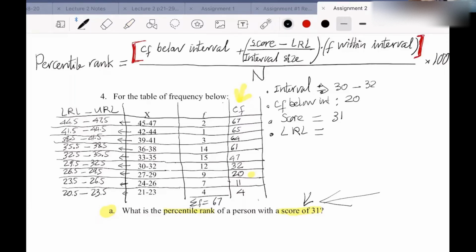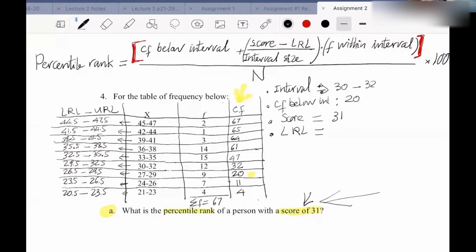And to do that, we need to determine all the items that you see in the formula there. You need to find the cumulative frequency below the interval, the score, the lower real limit, the interval size, and the frequency within interval. So to do that, we have to look at the table and identify those items.